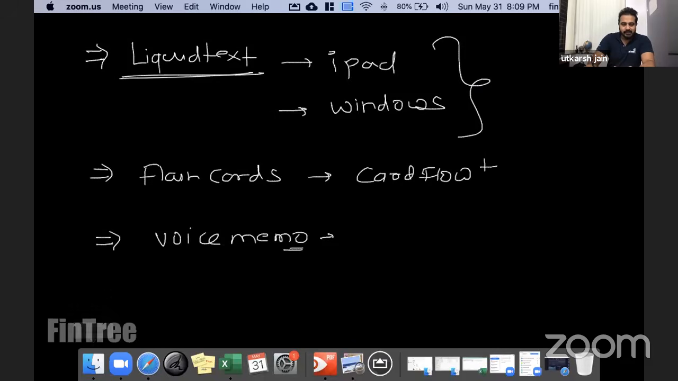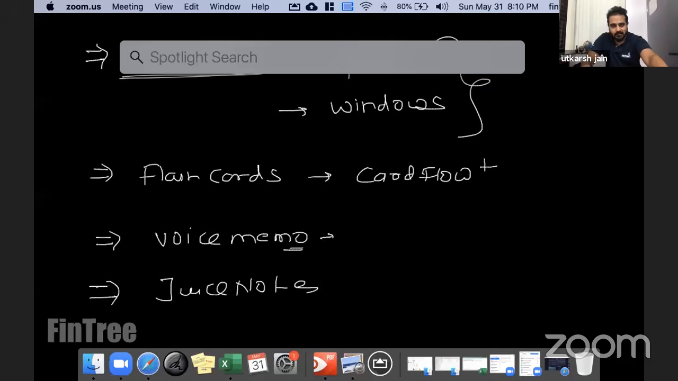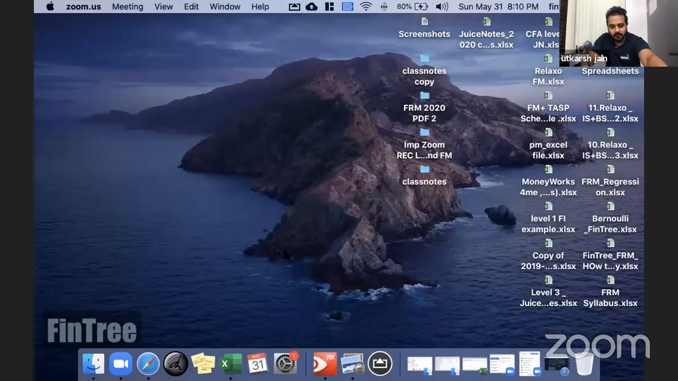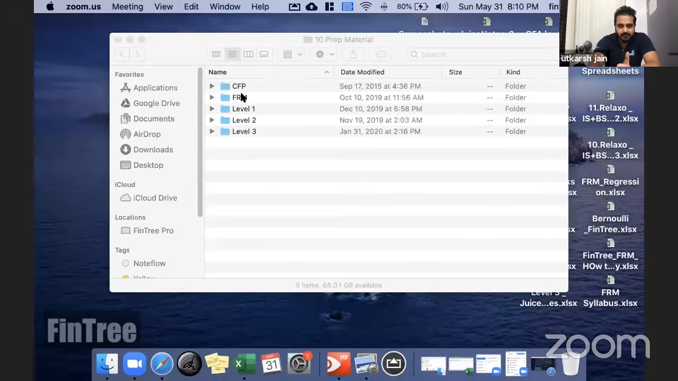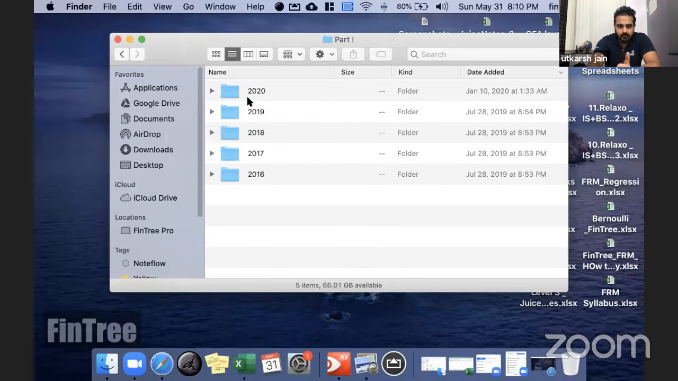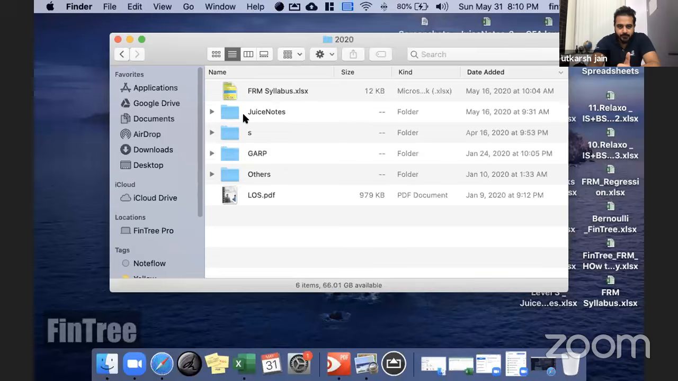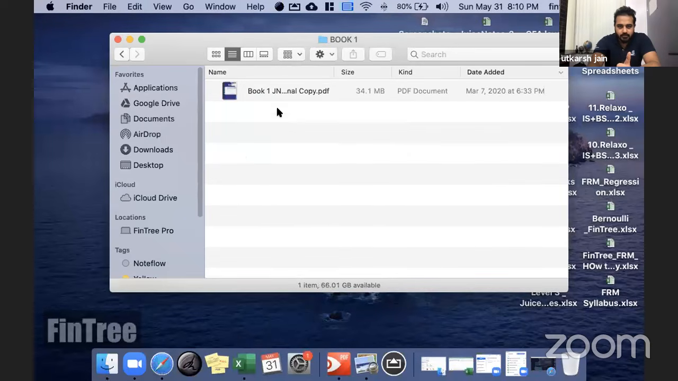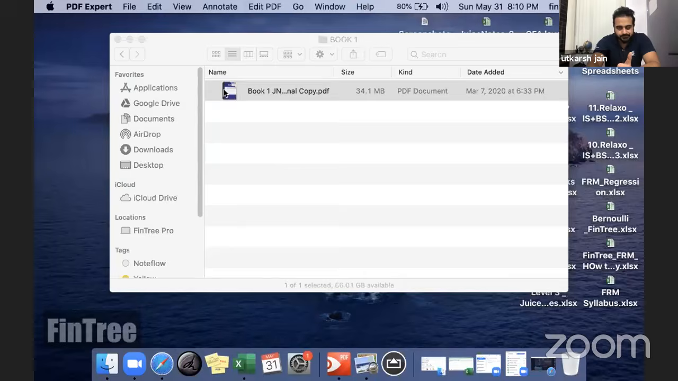And of course, the fourth thing that you would find a lot of value in is to use the FinTree juice notes. I'm kind of a big enthusiast of better ways of learning and better ways of reading material, and all the years of experience that me and my team had in education, we've put into juice notes. I'll show you a sample so you understand what I'm saying. If I go to juice notes, 2020, let me show you book one juice notes.